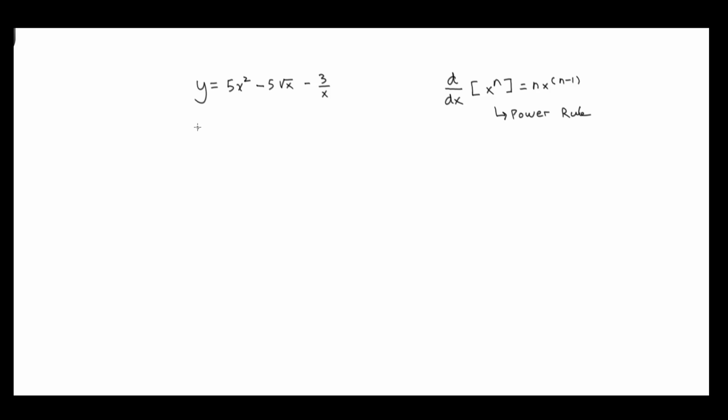So go ahead and just say we have y is 5x squared. And now when we have a radical x like this from algebra, we know that radical x is equivalent to x to the 1/2 power. So we'll just rewrite it as that. So minus 5x to the 1/2 power.